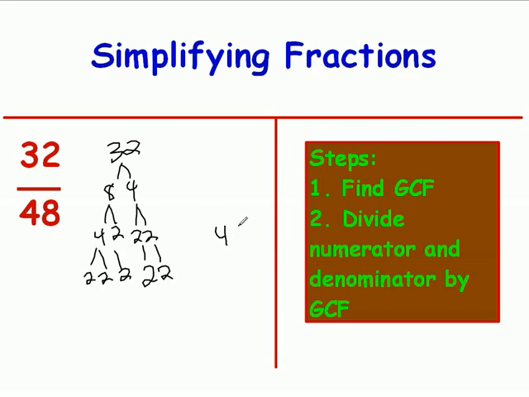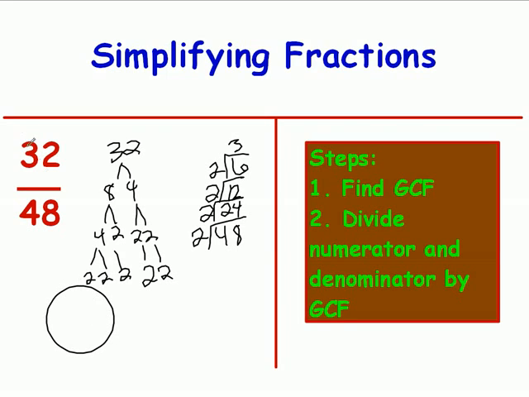I'm now going to take 48. I'm going to do 48 the cake way, cake method. 2 goes into 48 24 times. 2 goes into 24 12 times. 2 goes into 12 6 times. And 2 goes into 6 3 times. So now we'll draw our Venn diagram.